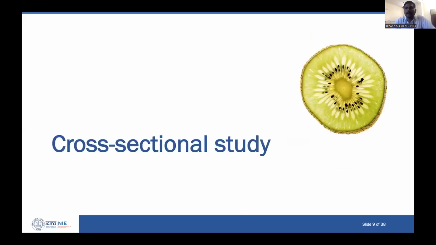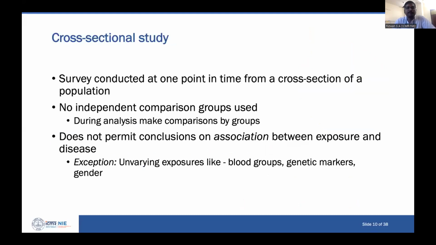So first, let's look at a cross-sectional study. As you must have come across this term many times during reading textbooks, it is a study or survey conducted at one point in time in a cross-section of a population. So on the day you collect the data, whatever is existing, you are going to capture. There are no independent comparison groups used. So there is only one group in which you are going to collect information. You can make comparison groups after the data collection is over based on the data that you have collected.